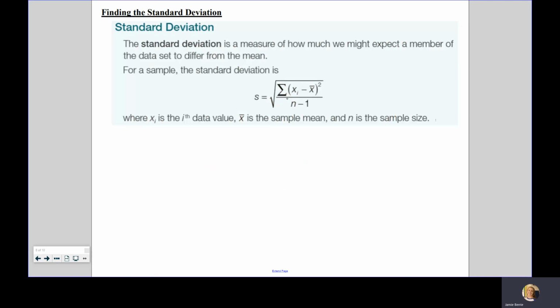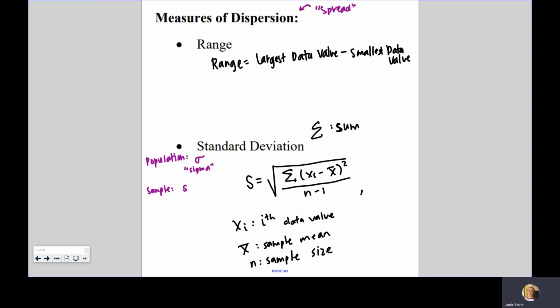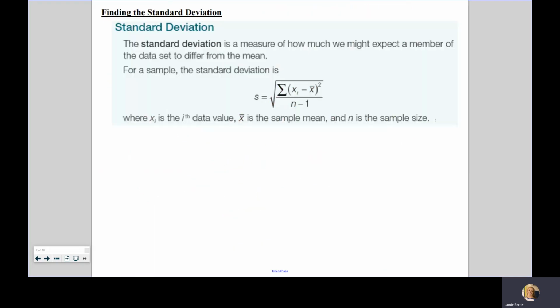It's the square root of the sum of x sub i minus x bar squared. I feel like I might have left the squared part out when I wrote the definition. Nope, I got it in there. All right, so x sub i minus x bar squared. Then you sum up all those little differences. This is called the dispersion here. So that's how far away from the mean each data value is. And then you divide by the sample size minus 1.